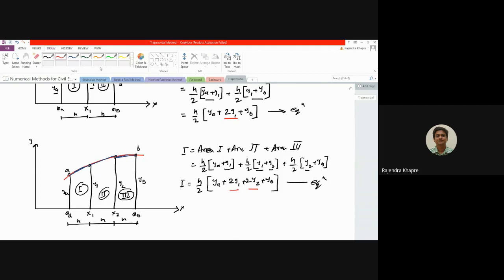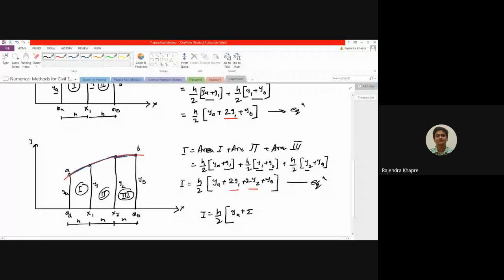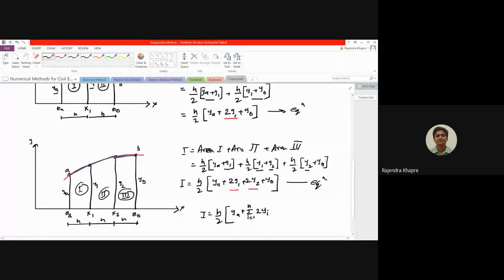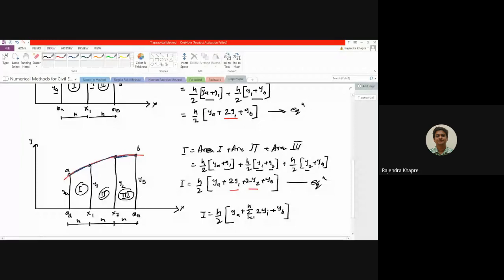So in short, you can rewrite this entire expression as I equals h by 2 into ya plus the summation of 2 times yi, where i starts from 1 up to n. Here n is whatever number of intervals you want, plus then you have yb. This particular expression is now the final expression for the trapezoidal method. I hope this is clear to everybody.